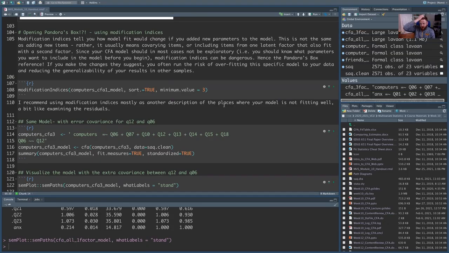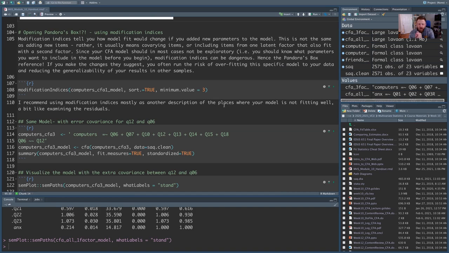Often what happens when you look at modification indices is you run the risk of doing something called overfitting, which means you are tuning your model too much to the specific characteristics of your data and sample. In doing so, you're reducing the generalizability of your model in other samples. If we fit a model that is very specific to the data we've collected, by definition, if we go and collect new data, that model is not going to perform as well.